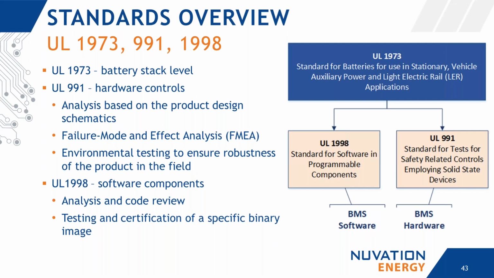There are also two additional standards of interest which are applicable for the BMS. Those being UL 991, which pertains to the hardware on the BMS, and UL 1998, which covers the software for it. With UL 991, the analysis is based on product design schematics, and in particular, conducting a failure mode and effects analysis. As well, it analyzes environmental testing to ensure robustness of the product in the field. Then for UL 1998, it analyzes the software with a code review, and it also requires testing and certification of a specific binary image for the system under evaluation.